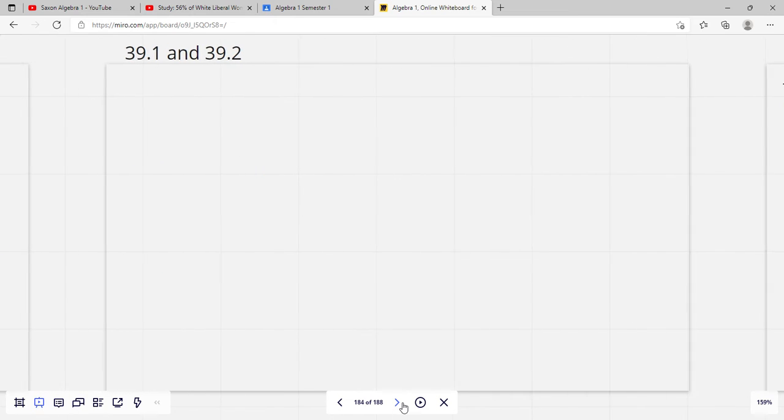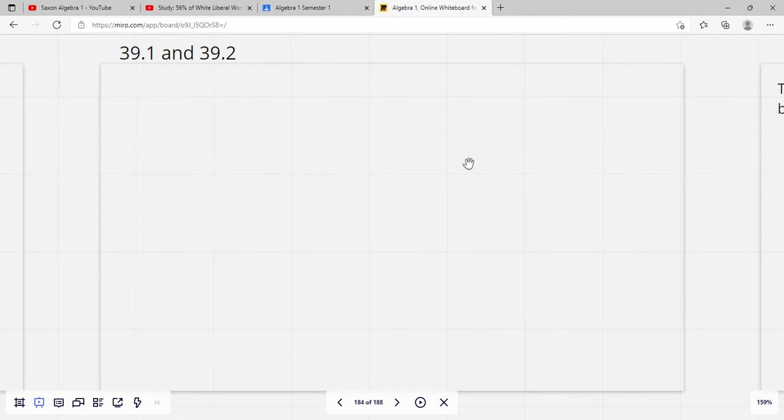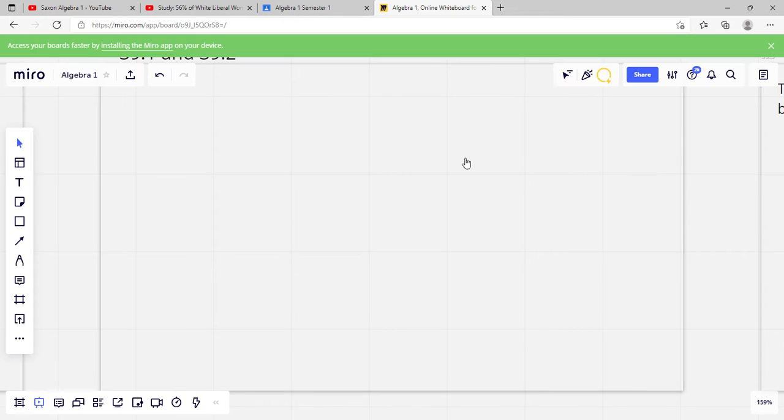Alright, so the Trichotomy Axiom just tells us that if we have two numbers, there are only three different relationships that they can have. One number could be more than the other number, they could be equal to each other, or one could be less than the other. So A could be more than B, A could be equal to B, or A could be less than B.